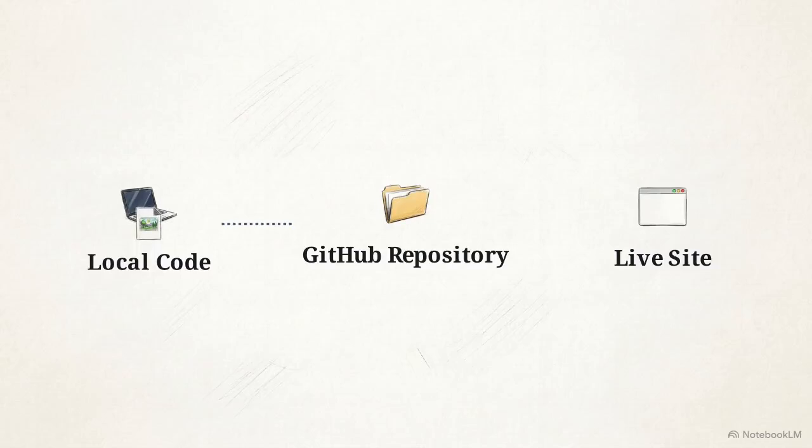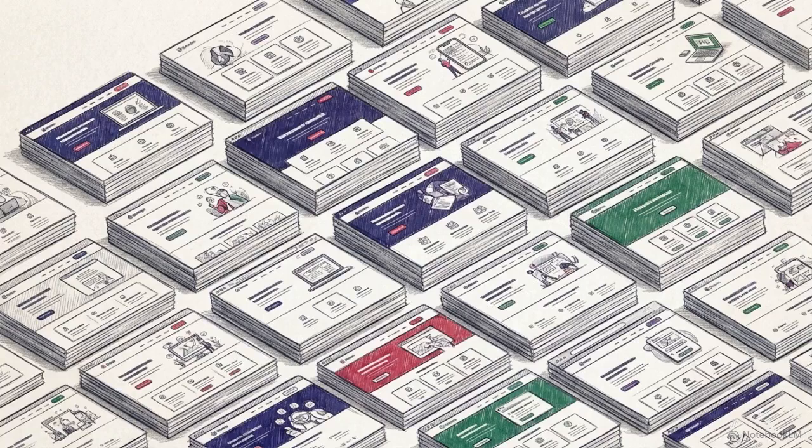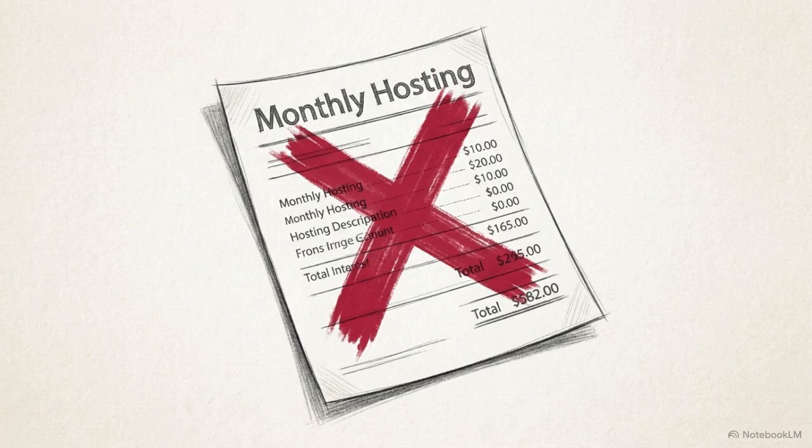Whenever you want to make a change, just edit your local code, upload the new files into your GitHub repository, and GitHub Actions will rebuild and redeploy the site. By mastering this static deployment pipeline, you can launch and scale unlimited web projects completely independent of traditional monthly hosting fees.